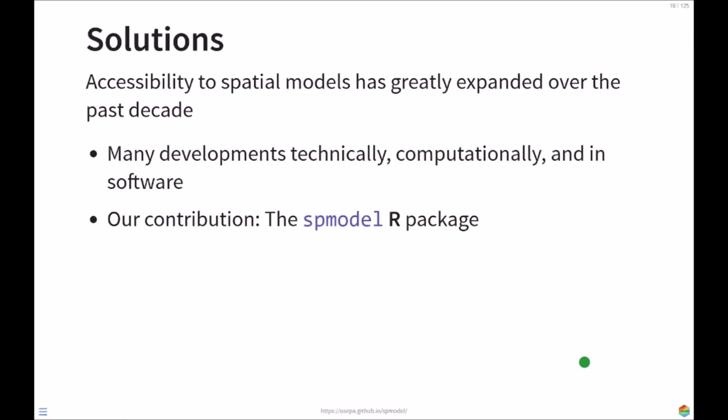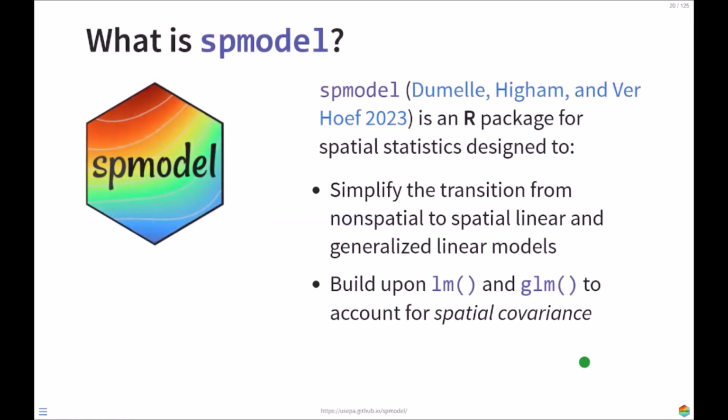Our contribution that I'm going to talk about today is the spmodel R package. What is spmodel? Well, it's an R package for spatial statistics designed primarily to simplify the transition from non-spatial to spatial linear and generalized linear models. How do we do this? Primarily, we build upon both the lm and the glm functions from base R to extend these models to account for what we call spatial covariance.